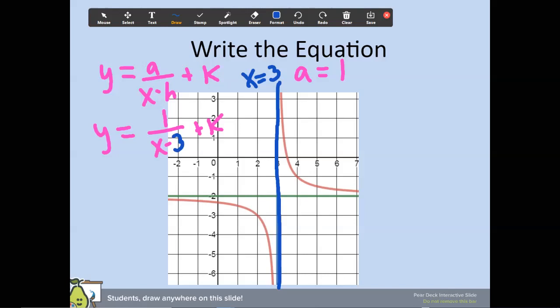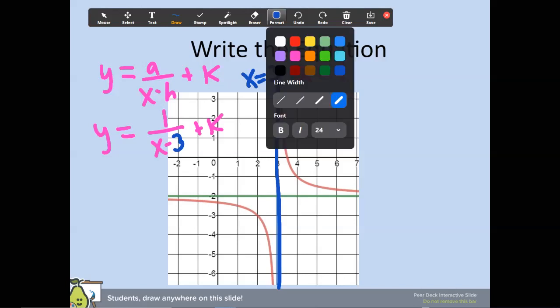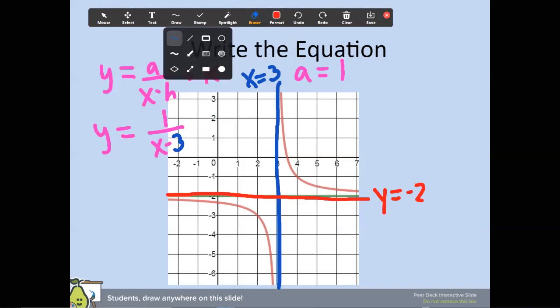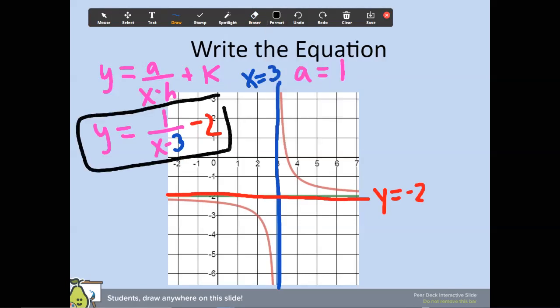Then I'm going to find my k. I'll do this one in red this time to use a different color. I'm going to go and draw my horizontal asymptote, which is at y equal -2. That is going to change my k. So my k here is now going to be -2, and then that's our equation. That's our equation.